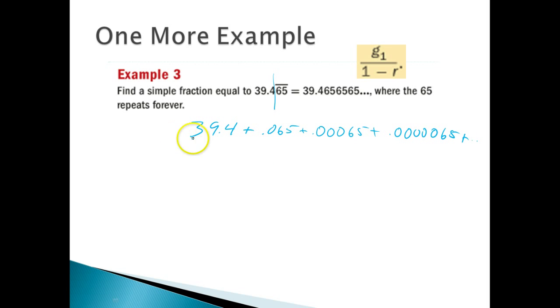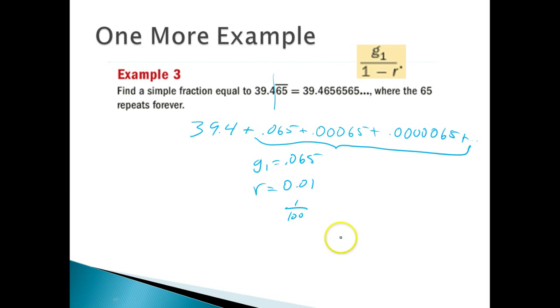Well, so this part is kind of taken care of, the 39.4, but the rest of it looks like it might make a geometric series. So 0.065, that's our first term. G1 is 0.065. Now to find the constant ratio, you could take the second term and divide it by the first, or the third term and divide by the second. But it looks like we just keep moving that 65 over two decimal places. So that means that our constant ratio is just 0.01. Or you could write it as 1 over 100.